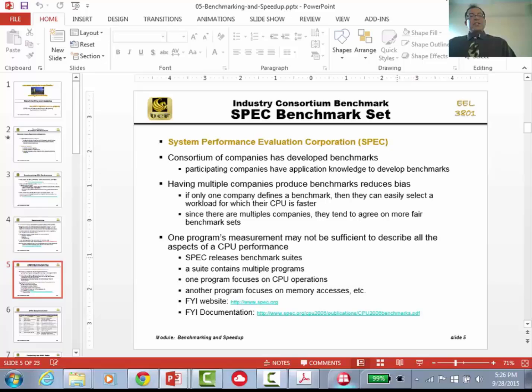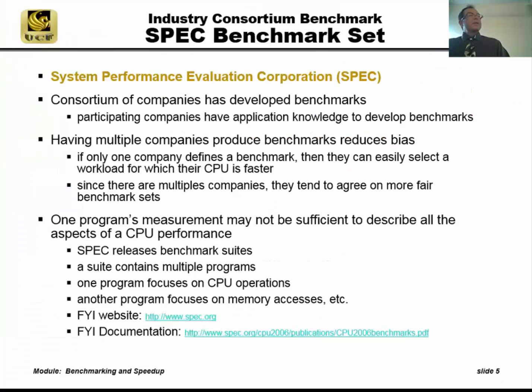The question is, who chose those workloads, right? Maybe, suppose it was Intel. They may choose workloads that make their processor look really good. Or NVIDIA, right? They may really weight the graphics. So there's this thing called SPEC, which is a consortium of companies. What's consortium? Industry consortium.